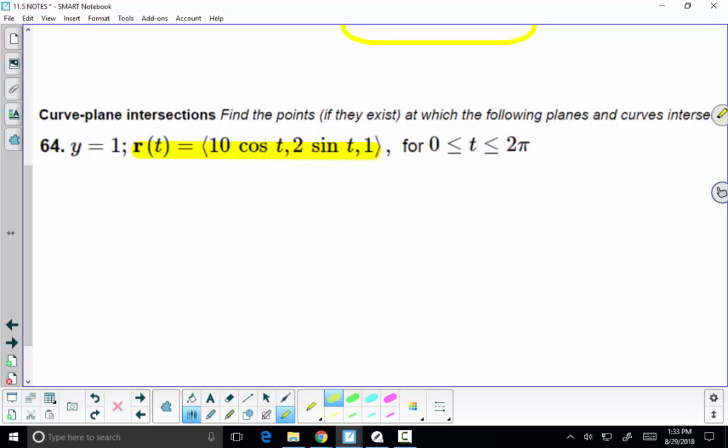Nice thing about vector functions, you know. This is 3 components. So if it's 3 components, you know that the ambient space is R3.